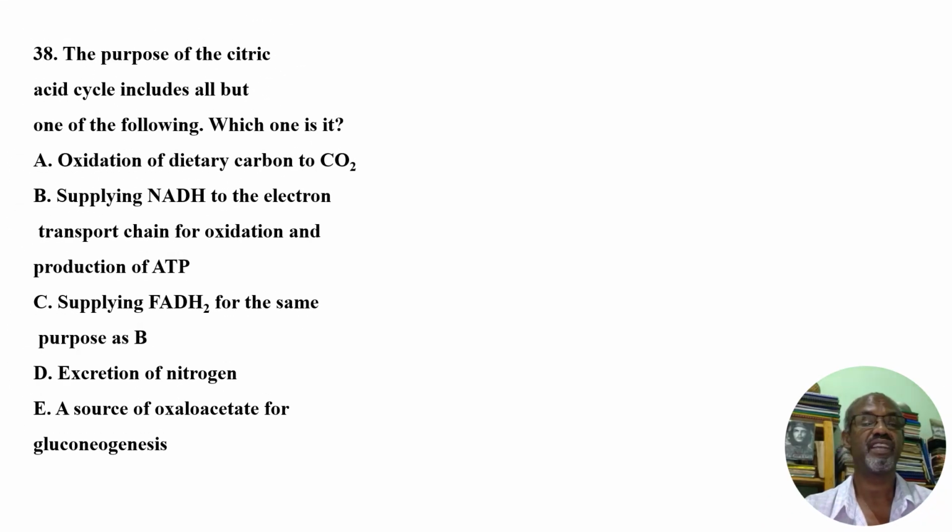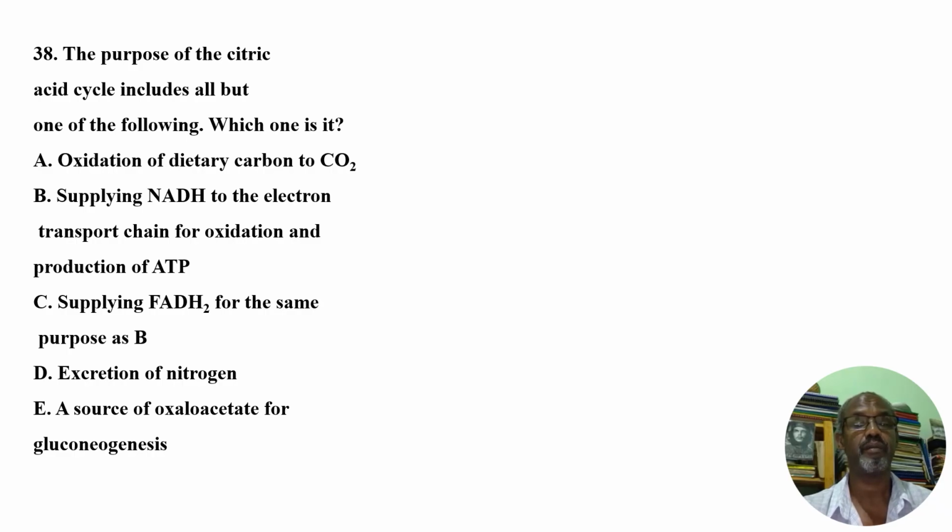The purpose of the citric acid cycle includes all but one of the following. Which one is it? The exception. A. Oxidation of dietary carbon to CO2. Dietary carbon means food molecules like protein, amino acids, carbohydrates like glucose, or the byproduct of glucose.